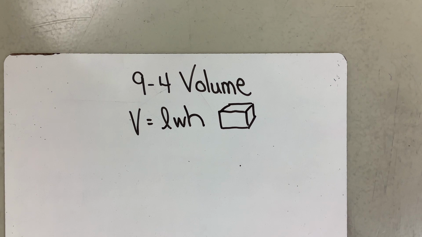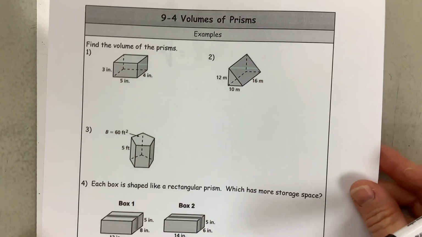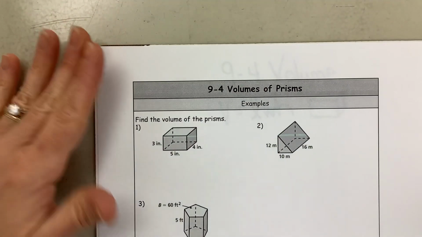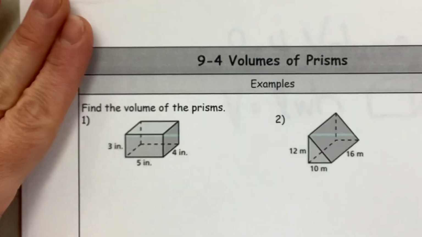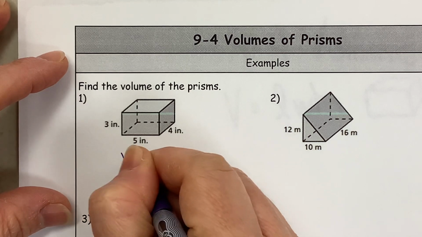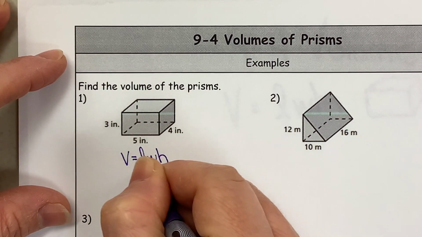Right? So I am going to be looking at this. So you can either do it on this page with me or you can write it in your notebooks. So the first one we have here is just a regular box. So our volume equals length times width times height. That's how we've always done it.